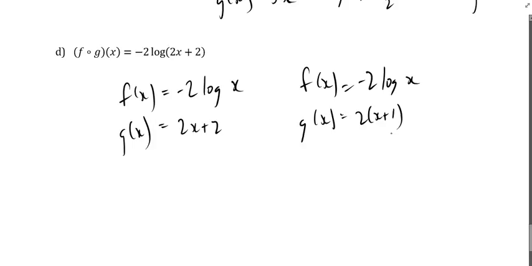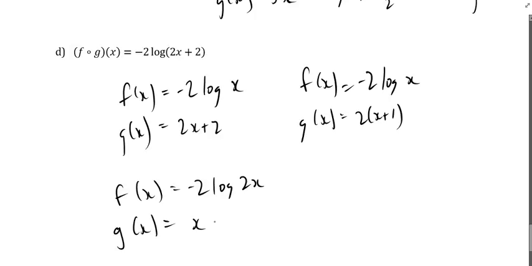Good. Mine says f of x is negative 2 log 2x, and then g of x would be x plus 2. Like it? Or x plus 1? Yeah, 1. Let me expand. Yes, very good. So similar, but slightly different. Kevin? Nice.